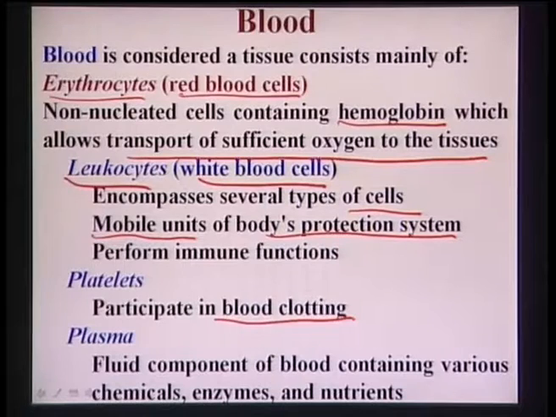Plasma you can consider like an ECM, extracellular matrix. Plasma is the fluid component of the blood, so it is a kind of matrix. For any tissue, there is a matrix where the different cells are aggregated together. For blood, it is the plasma, the fluid component containing various chemicals, enzymes and nutrients. These are essential for the survival of the cells contained in blood.